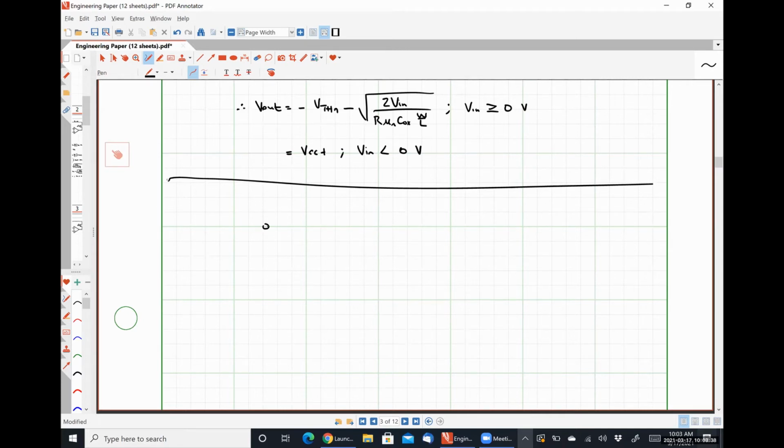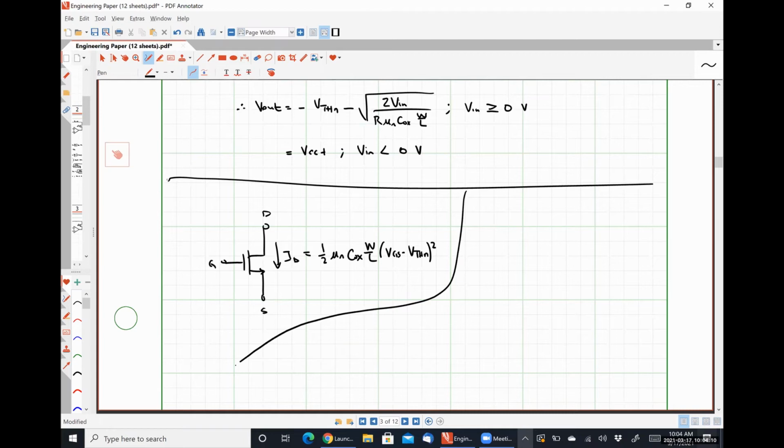For an NMOS, with drain, source, and gate, our drain current was in this direction, and we had 1/2 mu n C ox W over L, VGS minus VTHN, quantity squared, okay? That was common between both of the classes.